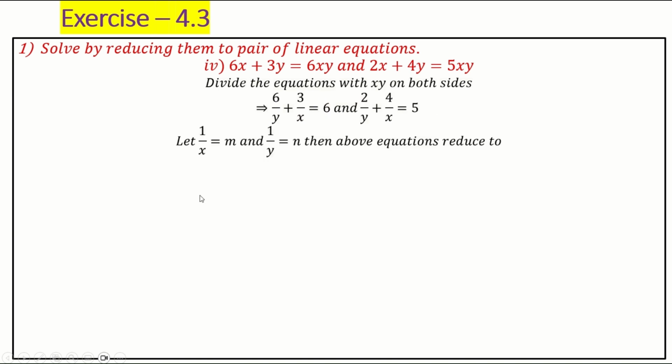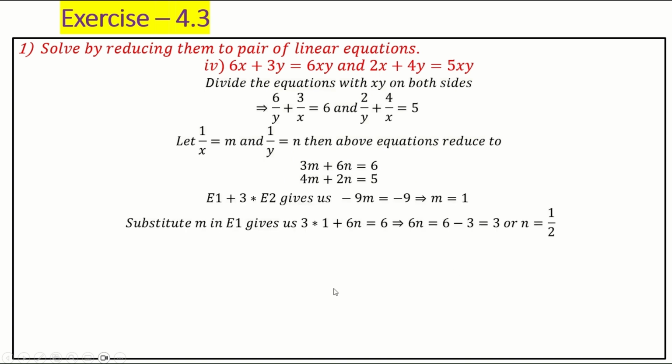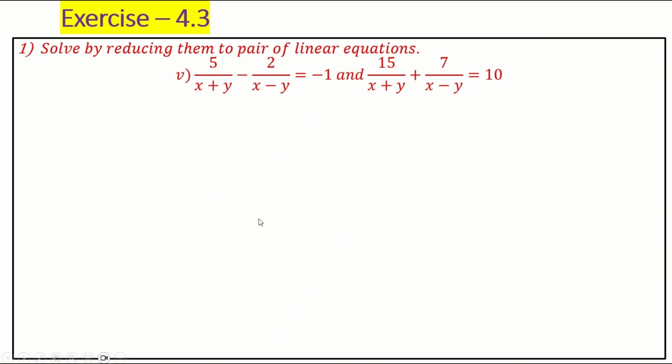You know what the variables are now. 1 by x is m, 1 by y is n. Then the equations are reduced to this. Then you can solve it. M equal to 1, n equal to 1 by 2, which means x equal to 1 and y equal to 2. Next.